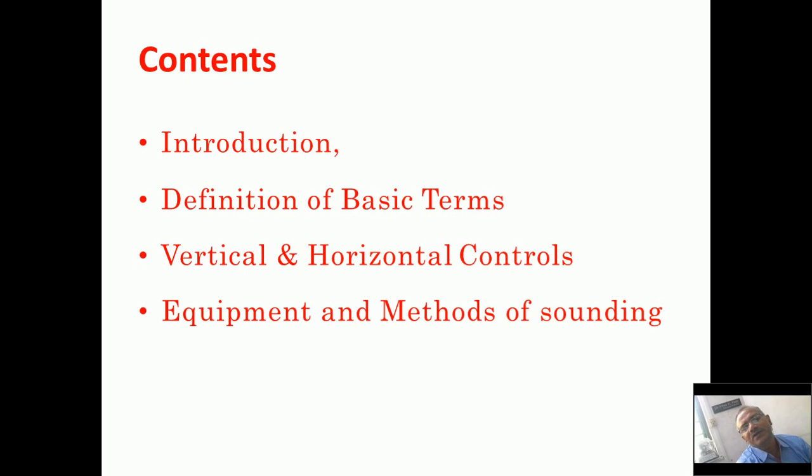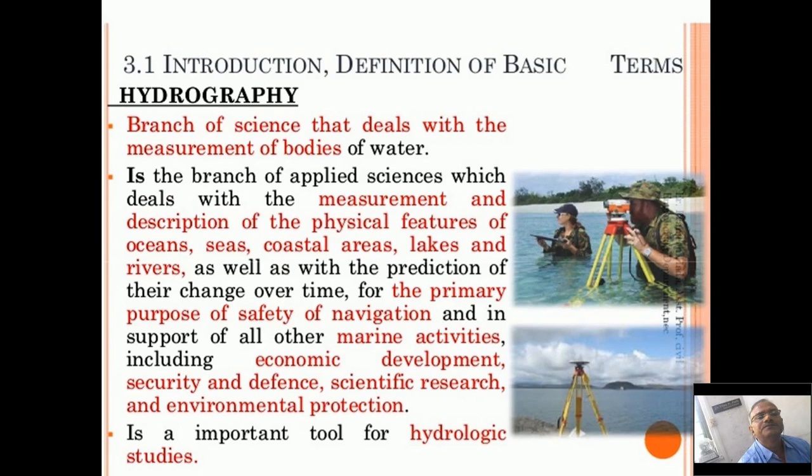Then what do you mean by the vertical control and the horizontal control? How these controls are established for the hydrographic survey, and in the last we'll discuss what are the different equipments required for the hydrographic survey and what are the different methods of sounding. We'll discuss one by one.